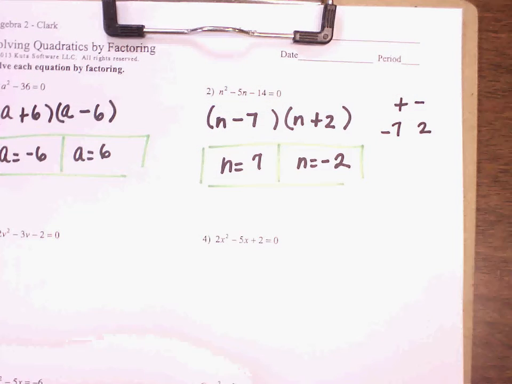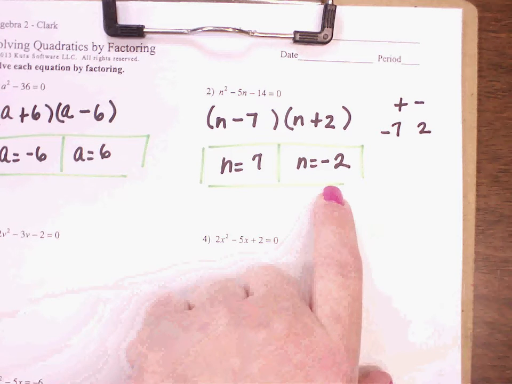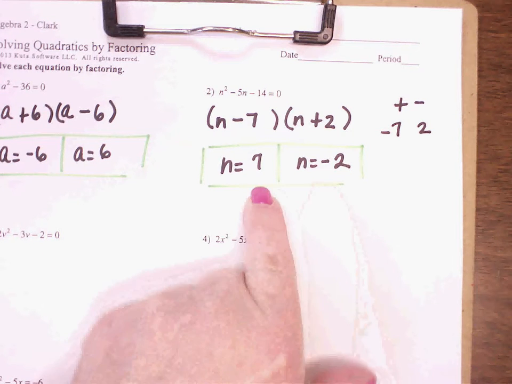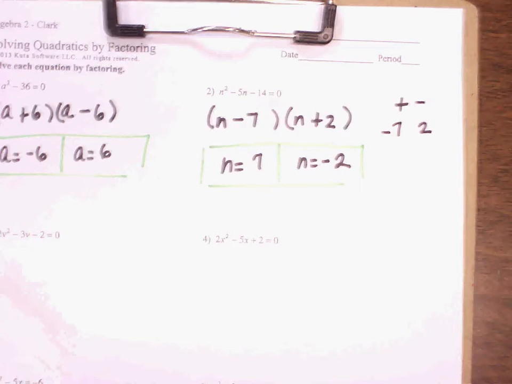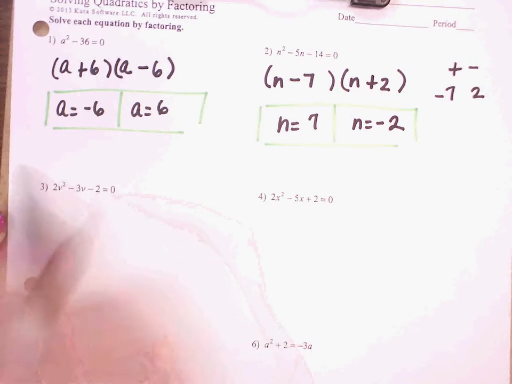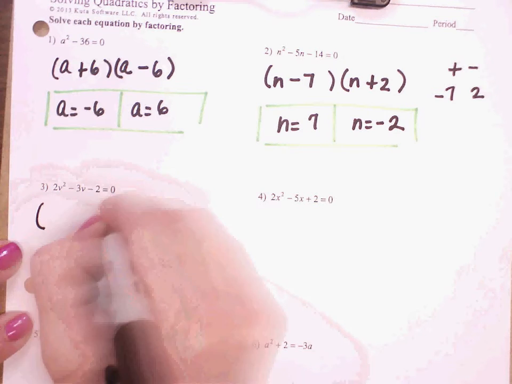All right, if this was length or time, which one would you pick? 7. If it says positive integers, would you pick the -2? Heck no. If it said negative integers, would you pick the 7? No, so you need to go back and always read that problem, okay? All right, let's go to the next one.